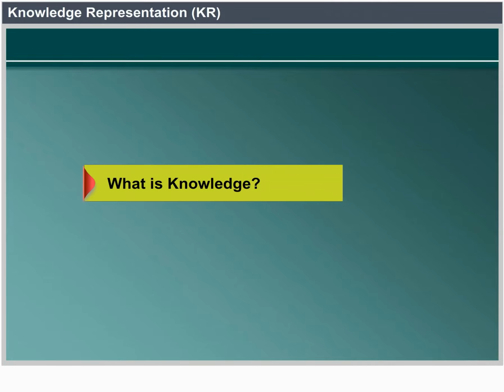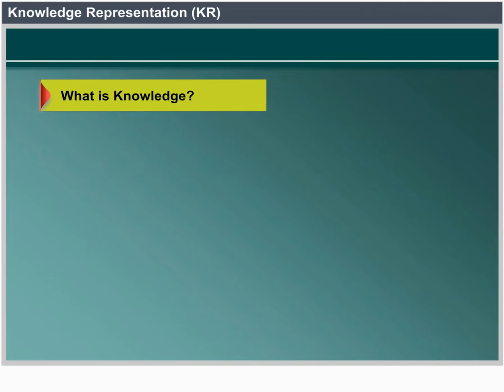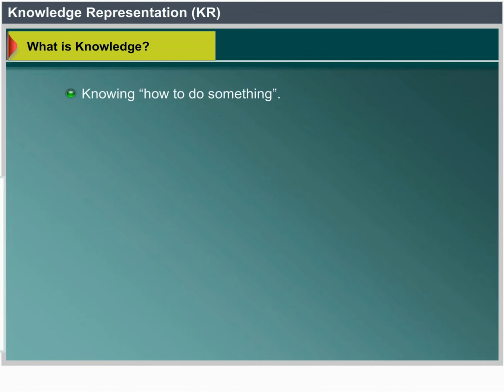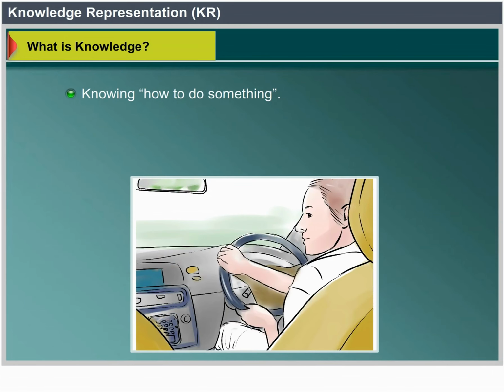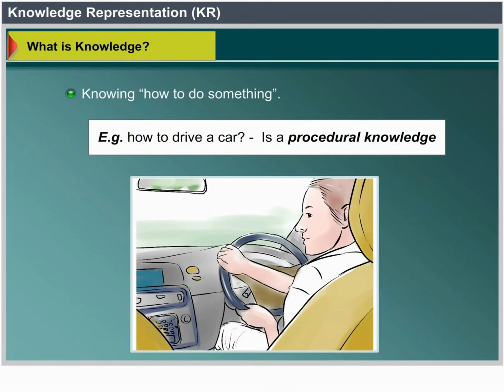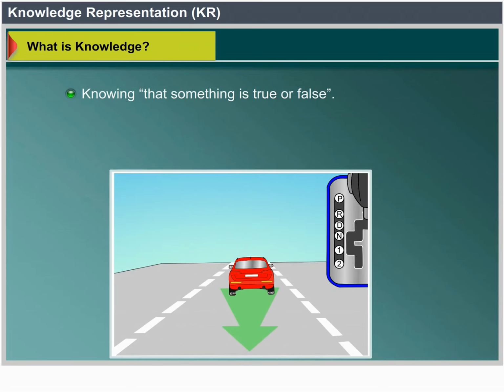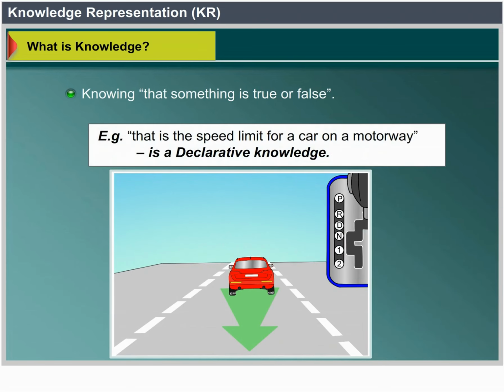Knowledge representation, KR. What is knowledge? Knowledge requires an analysis to distinguish between knowledge of how and that. Knowing how to do something, for example how to drive a car, is procedural knowledge. Knowing that something is true or false, for example that the speed limit for a car on a motorway is a certain value, is declarative knowledge.